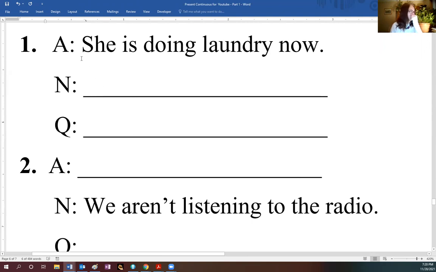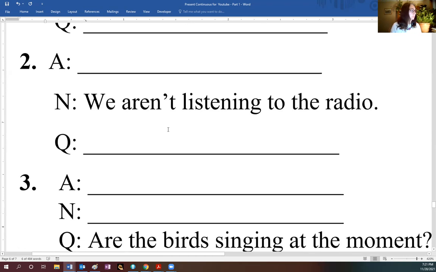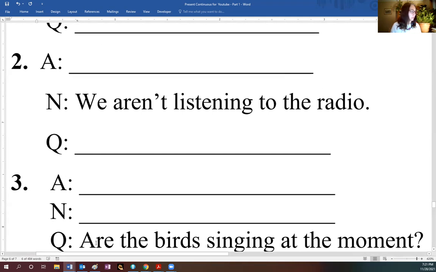So you can copy, she's doing laundry, the N, leave a space there so you can write the negative sentence and leave a space for the question. For number 2, copy this. You don't have the positive sentence, copy the negative sentences given, and you have to also come up with the question. Number 3, you don't have the positive sentence, you don't have negative sentence, but you have a question. So try to write the other 2.